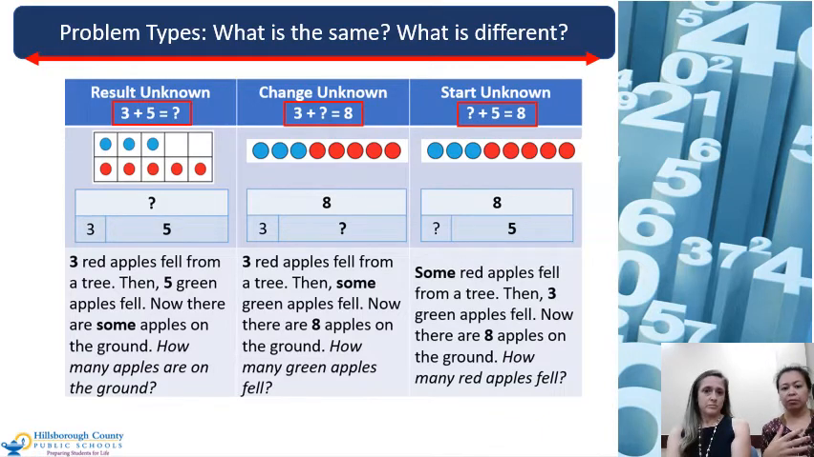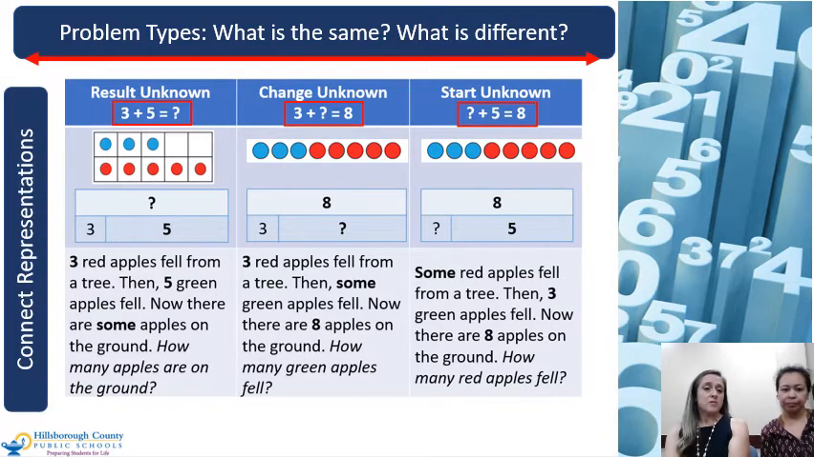Yep, it was really cool solving all 3 of them because the first one I knew I had the red apples and I knew I had the green apples. The second problem, I started with red apples, but I didn't know how many green apples I had. And then the last one, I didn't know how many red apples I had, but I knew how many green apples I had. So it was really cool to solve all 3 together. Right, because you're able to use one problem type to solve another.